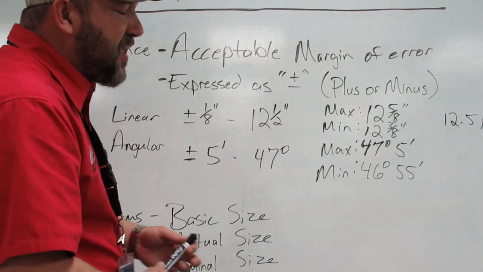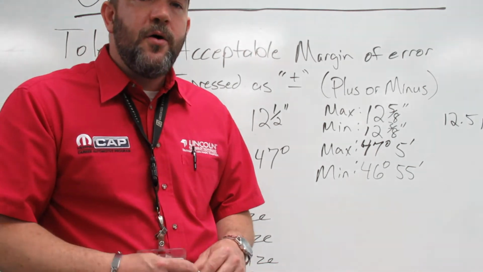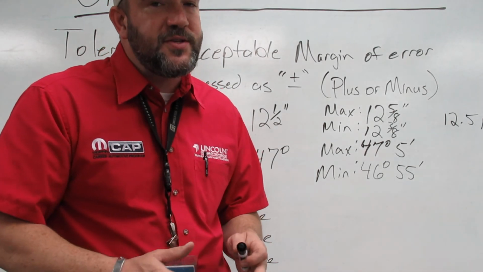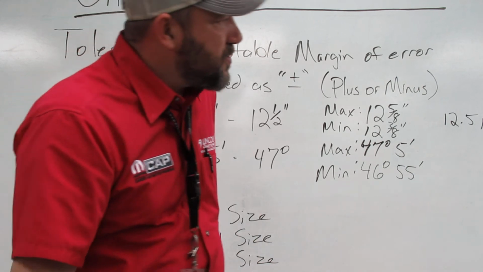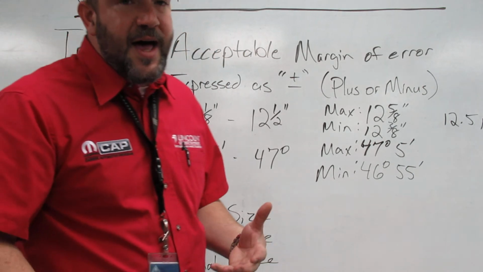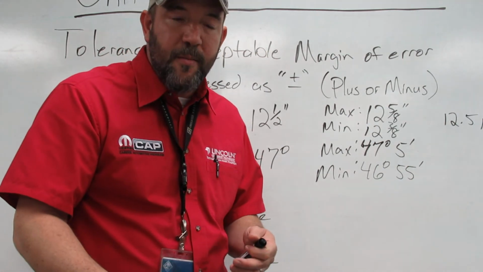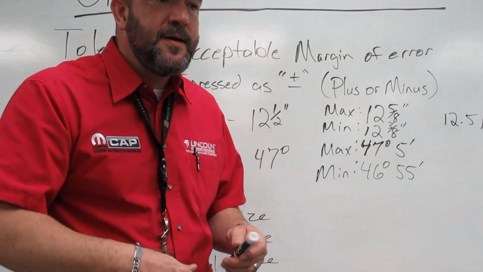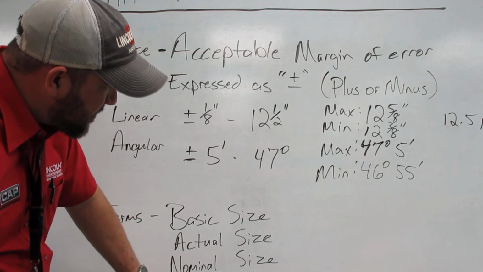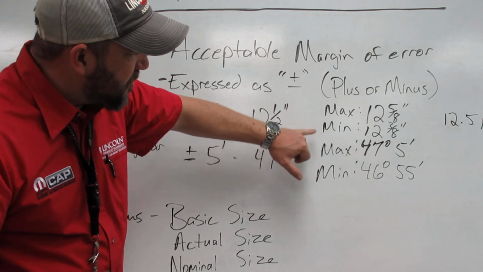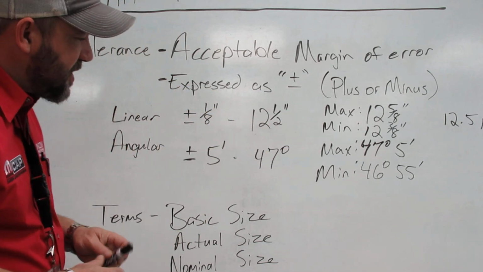Nominal size is an approximation. If you've ever bought a 2x4, you know that that isn't actually 2 inches by 4 inches. It's more like 1 5/8 and 3 1/4 or something. But that's a nominal size. It's an approximation. They use that on lumber. They use it on pipe. We're going to come up on piping in Unit 6. That's a few videos from now. But then you have limits of size. And limits of size is your maximum and minimum. Those are your limits.